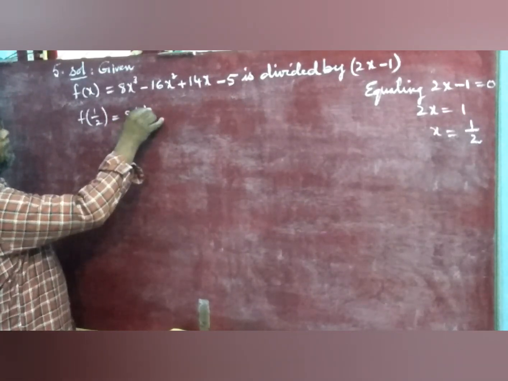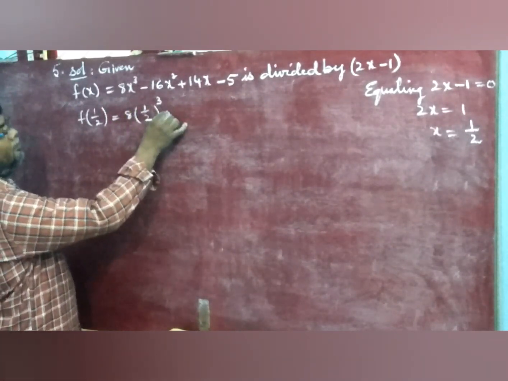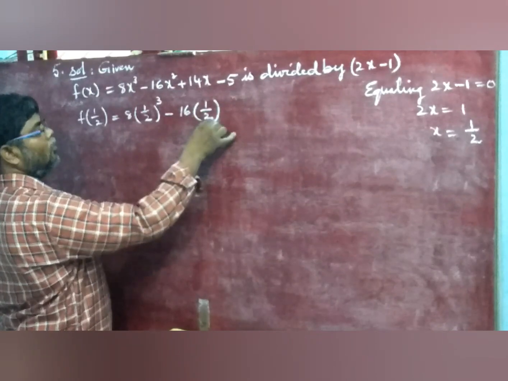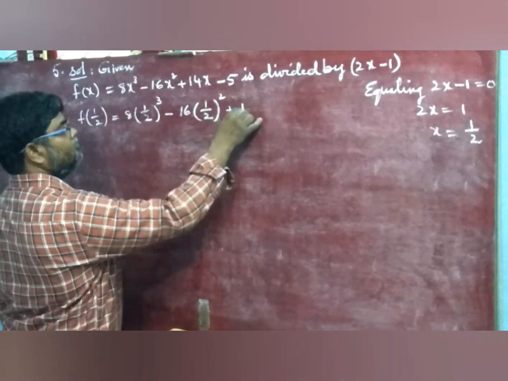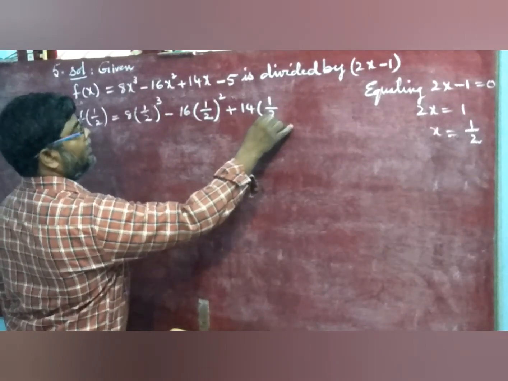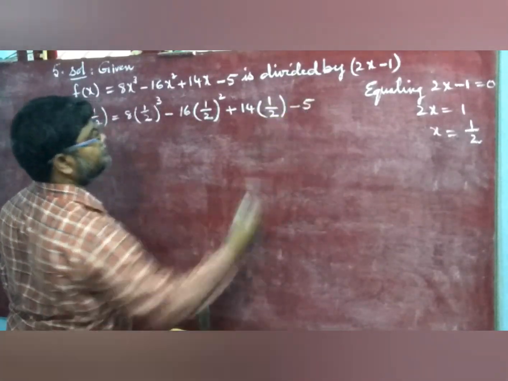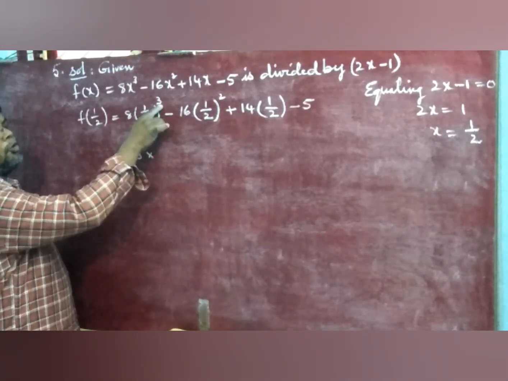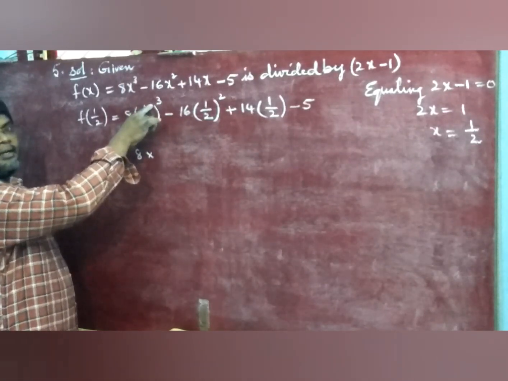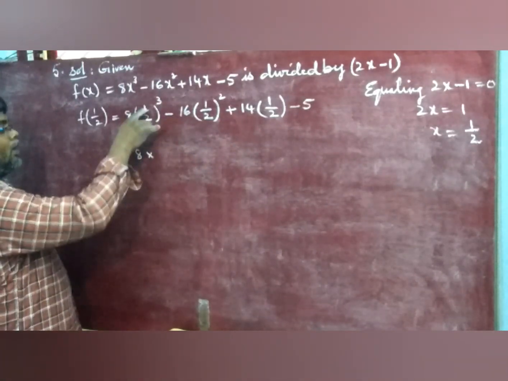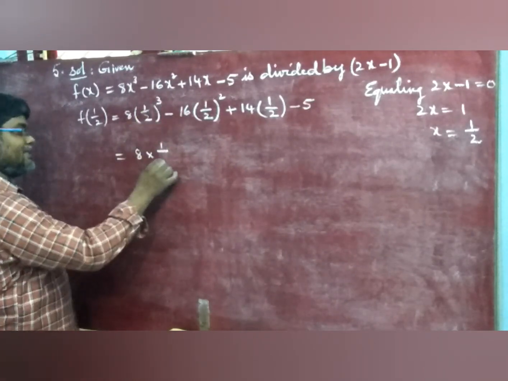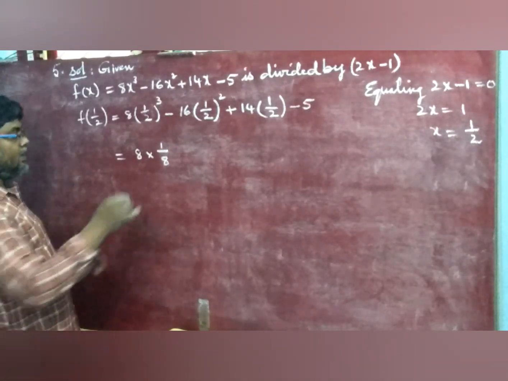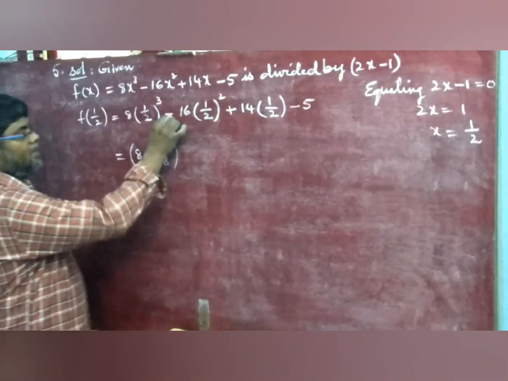8 into 1 by 2 whole cube minus 16 into 1 by 2 whole square plus 14 into 1 by 2 minus 5. Now 8 into 1 by 2 whole cube. This cube is for numerator and for denominator also. 1 cube means 1, 2 cube means 8. 2 into 2 into 2. 2 2s are 4, 4 2s are 8. This is first term.